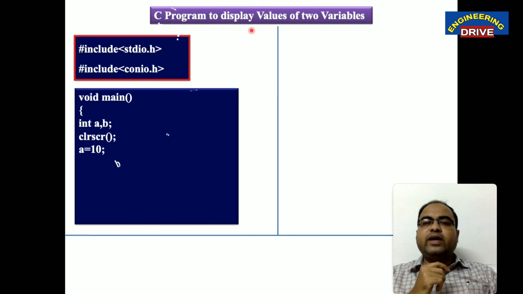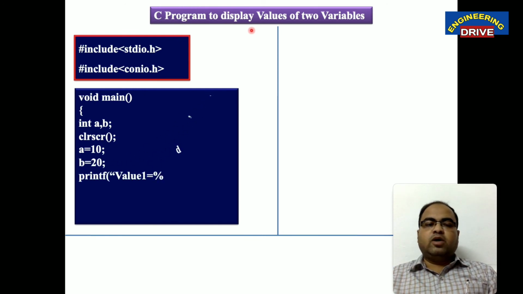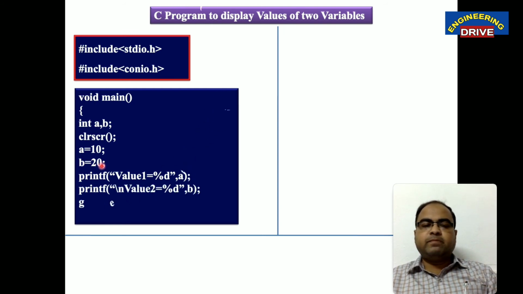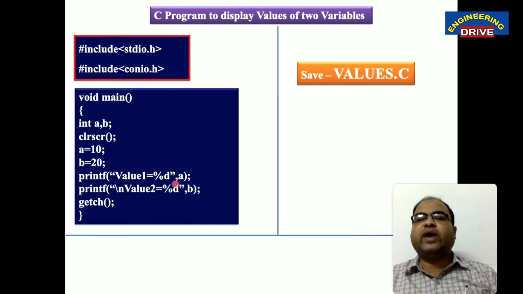What are the names of the 2 variables I have taken here? a, b. The value of a I have taken is 10 and the value of b I have stored is 20. Now I want to display both values on the screen. The first thing I need to do is save my program first. Here I am giving the name of my program as values.c.